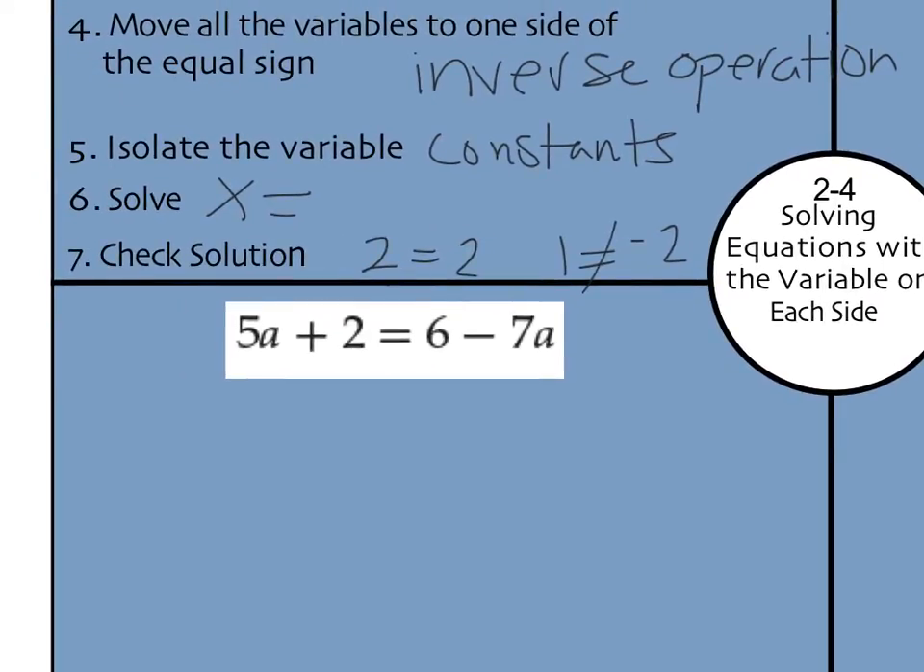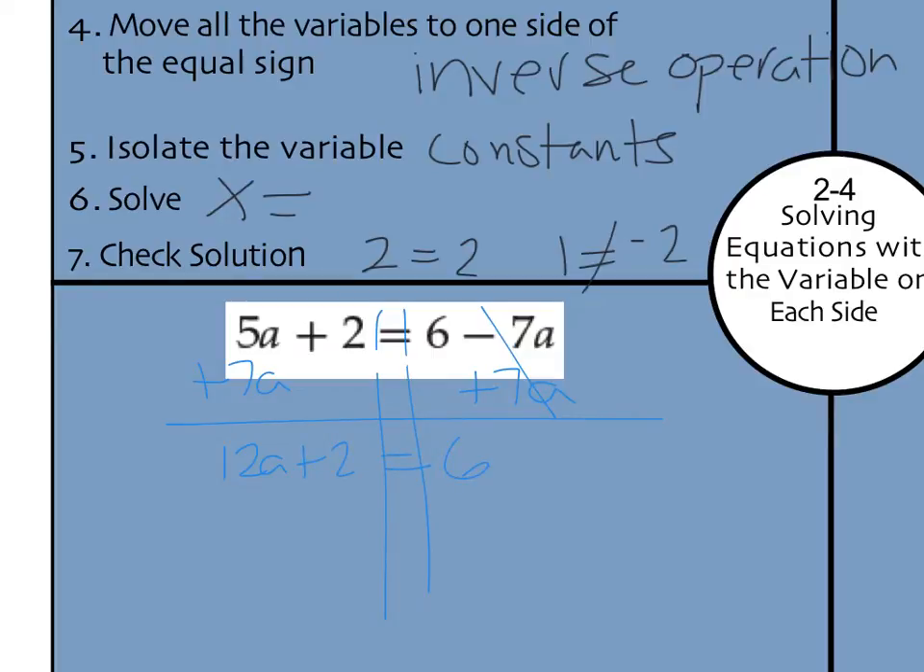And here's another one. So I start, make my train tracks. I look for distribution. I don't see any. So I look for like terms on either side. I don't see any on the sides separately. So that means I want to move my variables. You could subtract 5a over here. I like to keep things positive, so I'm going to move 7a to the left side. So it says minus 7a. So I add 7a, undo, and I get 12a plus 2 is equal to 6.